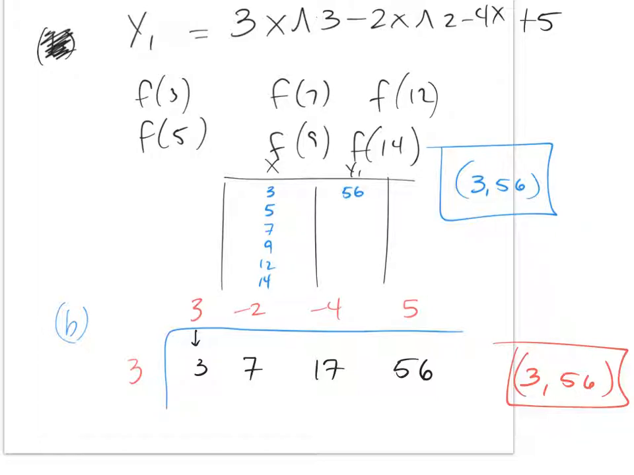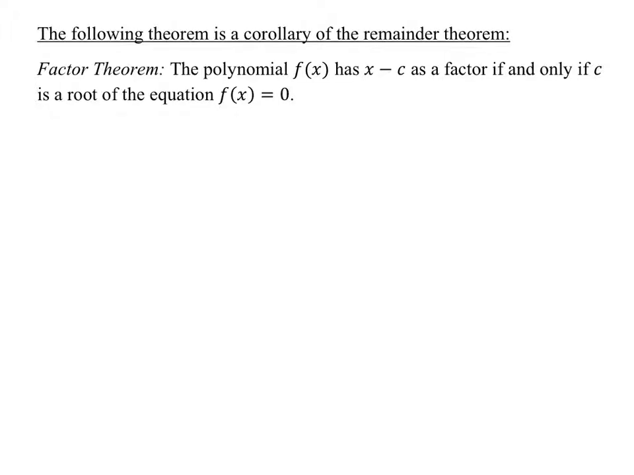Okay, so let's carry that into our next example here. Now again, this is the remainder theorem we're looking at right here: the remainder is the y-coordinate. That's the remainder theorem. Another name for this is synthetic substitution. So here's our corollary. We call this the factor theorem. This is exactly what Hannah mentioned.